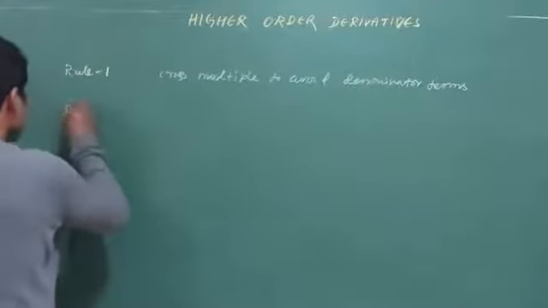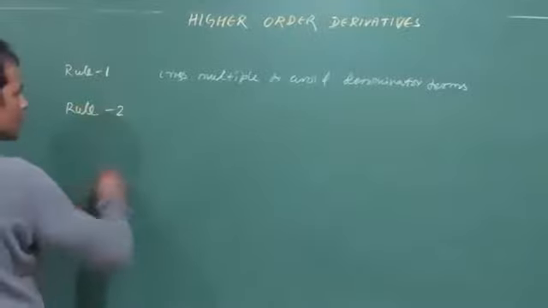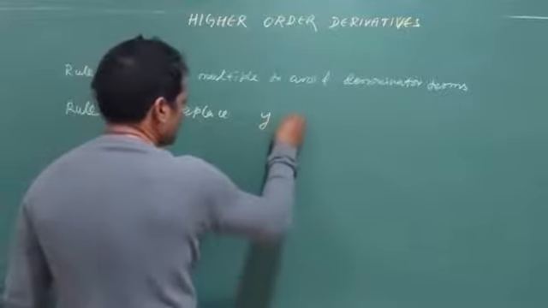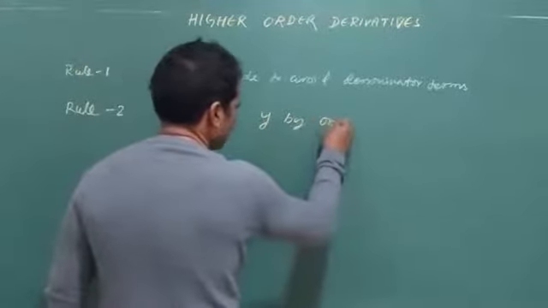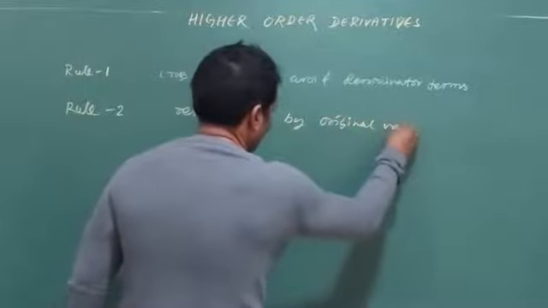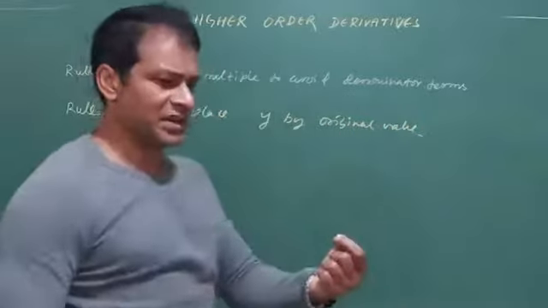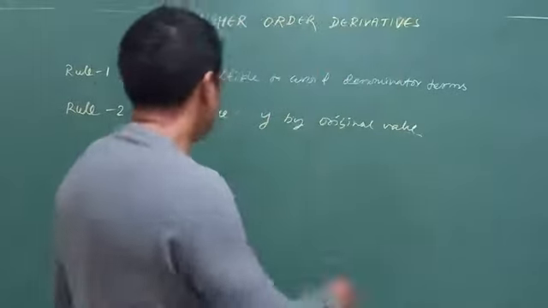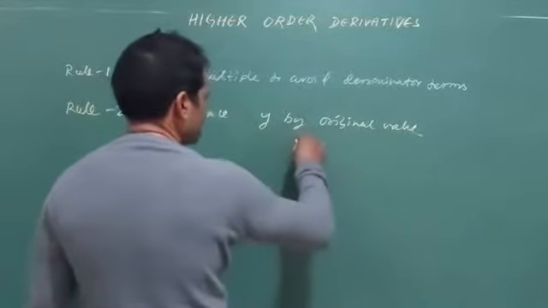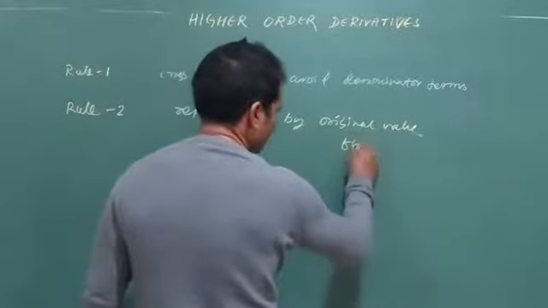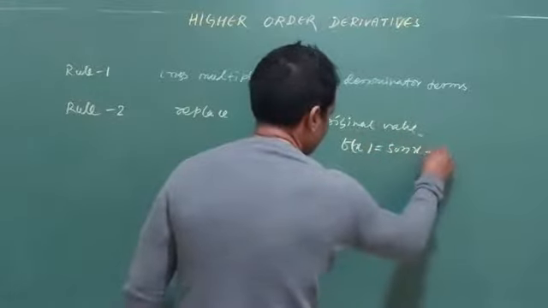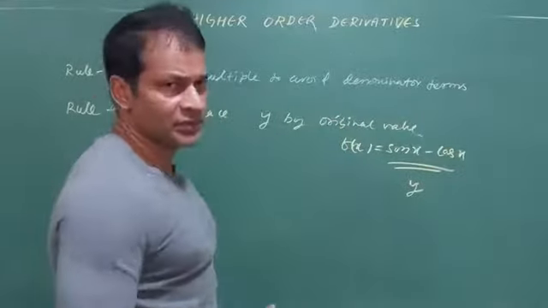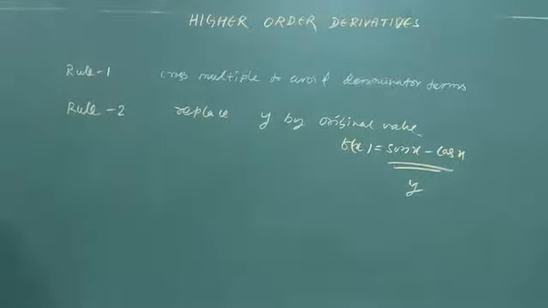Second, rule 2. Replace y by the original value. Suppose y equals something is given, and that function comes somewhere in the derivative, replace it by y. Replace the function by y. Suppose for f(x) you got something like sin x minus cos x somewhere, so replace this by y. These two things you need to remember every time. Okay, fine. Then we will start with a simple question.